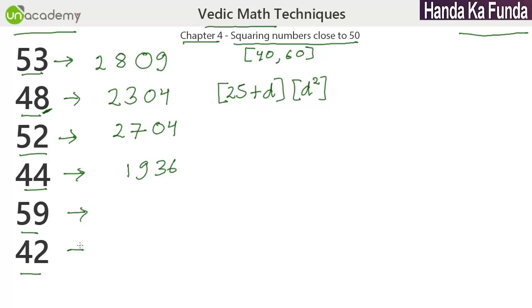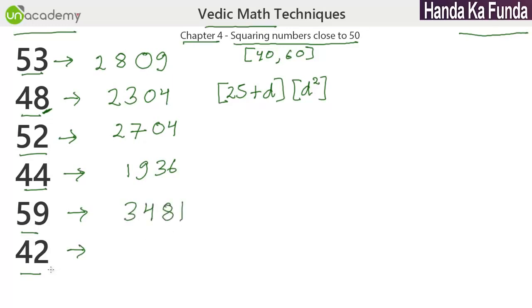To be honest, try 59 and 42 on your own. I would request you to pause the video. Try doing these two in your head. See, that is the key idea. That is what I want to teach you, how to do this in your head. So how will I do this? 59, the distance is 9. Last two digits will be 81. First two digits will be 25 plus 9 or 34. And hence my answer will be 3481.